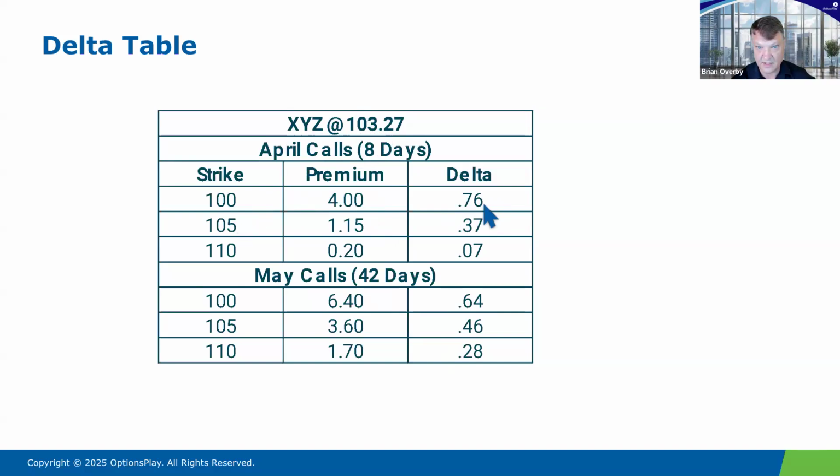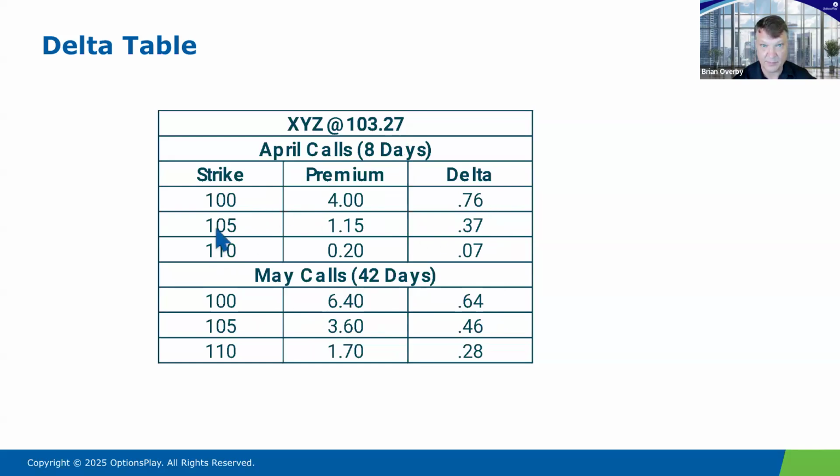The delta is 76. We go out to the 42 days. We are the same amount in the money, $3.27. But this option contract will trade for more because time is money, but the delta is 64. So in this instance, the probability of this strike with 8 days remaining finishing in the money is higher than the probability of this strike with 42 days remaining. Even though it's more expensive, it doesn't react to price movements as much as the short-term option.